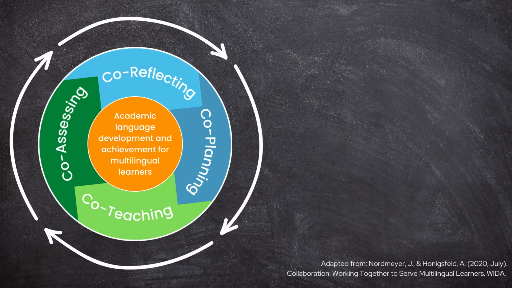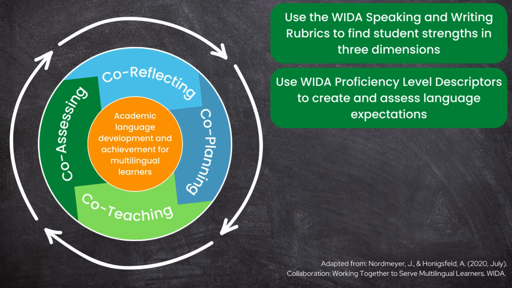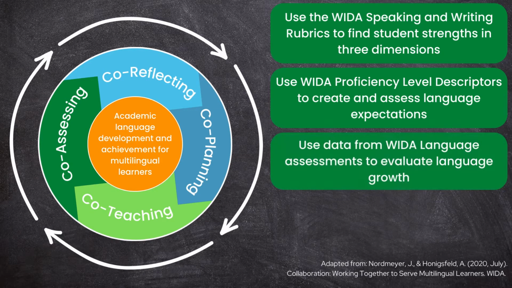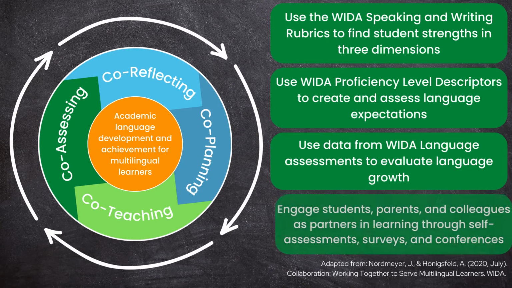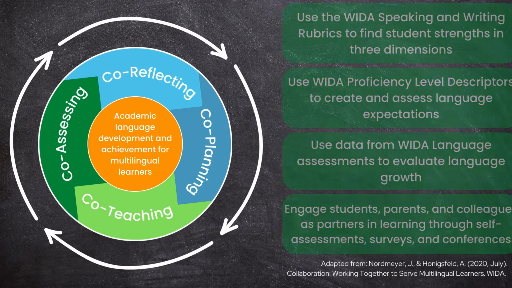Last, co-assessing. The use of the WIDA speaking and writing rubrics to find student strengths in three dimensions. The use of WIDA proficiency level descriptors to create and assess language expectations. Also, using the data from WIDA language assessments to evaluate language growth. Last of all, engage students, parents, and colleagues as partners in learning through self-assessments, surveys, and conferences.